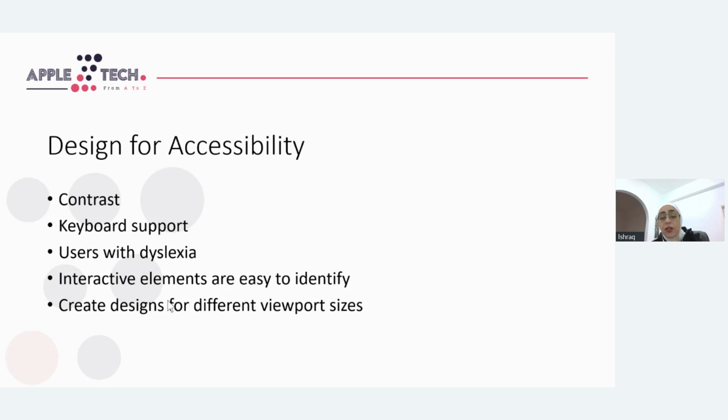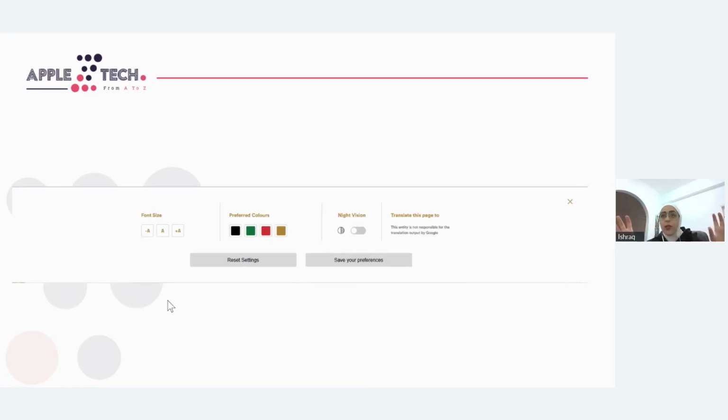One of these things is the contrast of your website color theme, the contrast between the menu text and the background, the contrast of the images. And one of the things that we've been working on a lot recently with many of these websites that want to be compatible and compliant is this tool, where you have the ability to switch between colors or to switch to night vision, which is like a blue-white kind of setup.